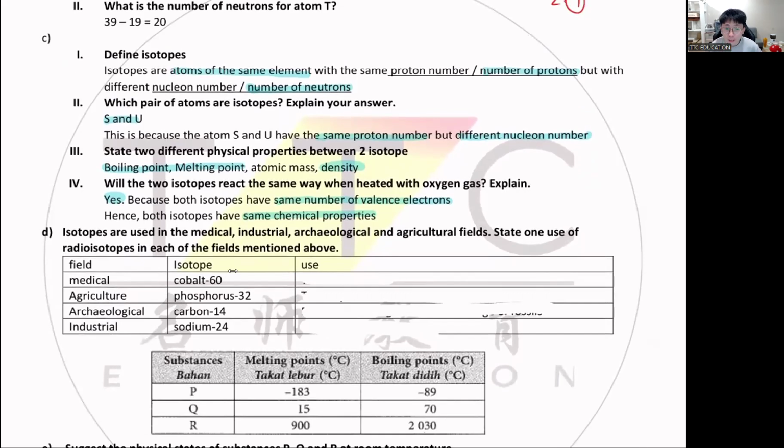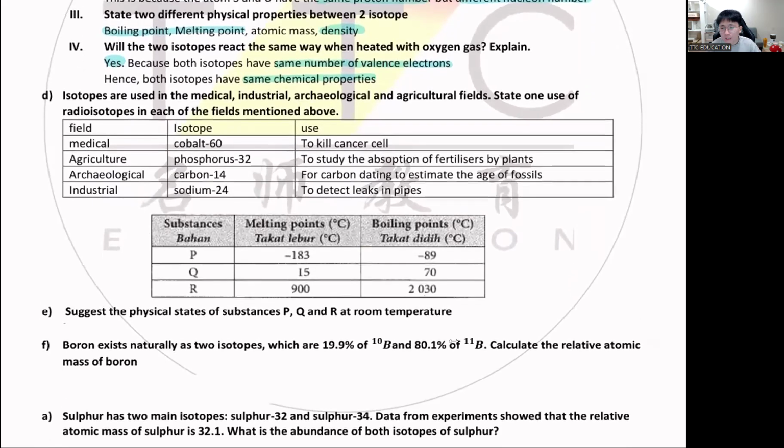Okay, and then of course what is the medical field cobalt-60 for? Usually for killing cancer cells. Phosphorus-32 will be for studying your fertilizer intake. And then archaeology is to estimate the age of your fossils. And then sodium-24 is to detect leakage in your gas piping. Okay, so these are the few things you can say: kill cancer cells, study absorption of fertilizer by plants, estimate age of fossils, detect leaks in pipes. Guys, try to write down and force yourself to memorize a little bit. I'll give you guys a minute to write this.